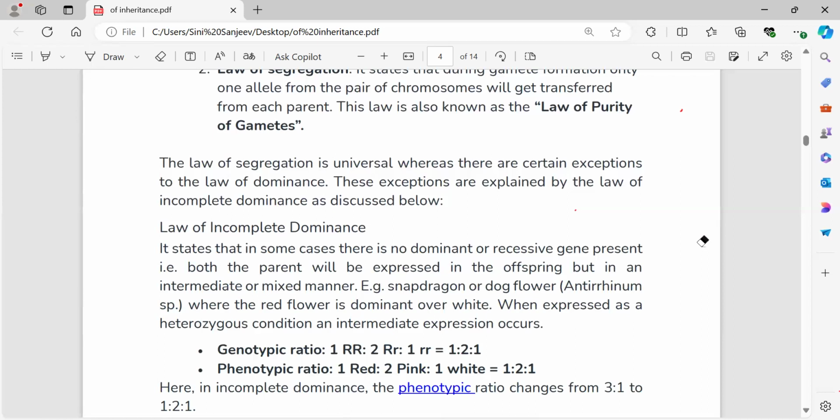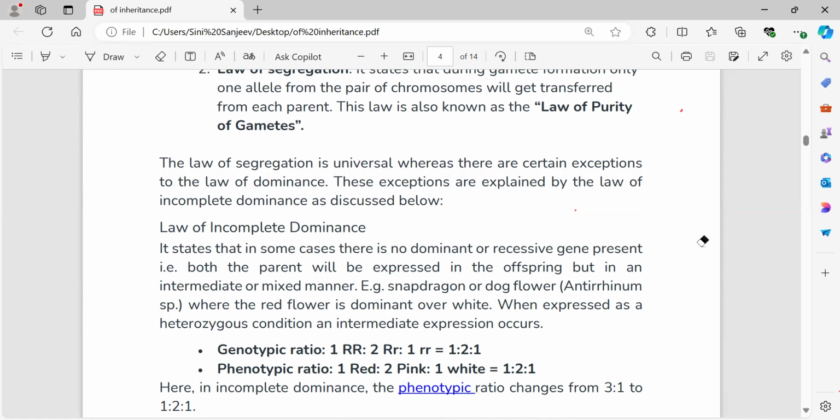So hence, what is written over here? Both the parents will be expressed in the offspring, but in an intermediate or mixed manner. Means you're going to get a combination of the tall and the recessive one. So here, the two examples which they have taken for the combination are the snapdragon and the dog flower. Okay, so one will have red, another one will have white. So here, if you take these two plants, the red flower will be dominant over the white. Okay, when is it so? In the homozygous condition.